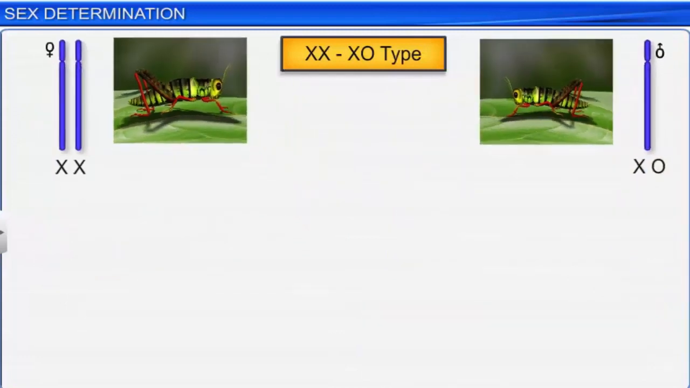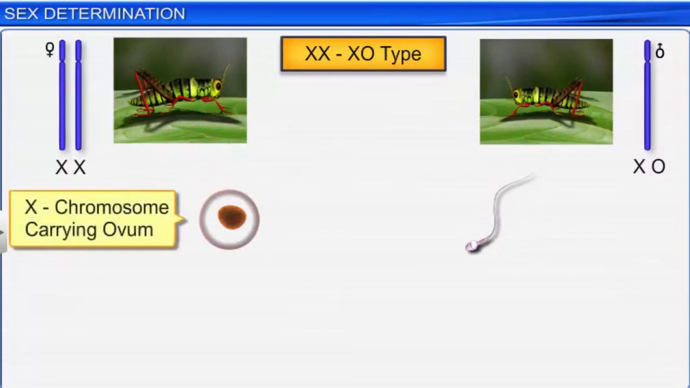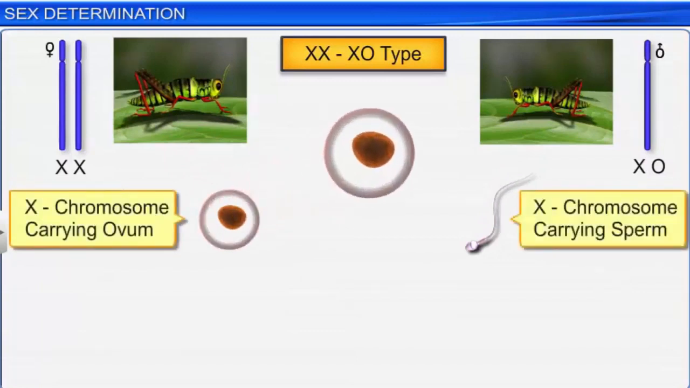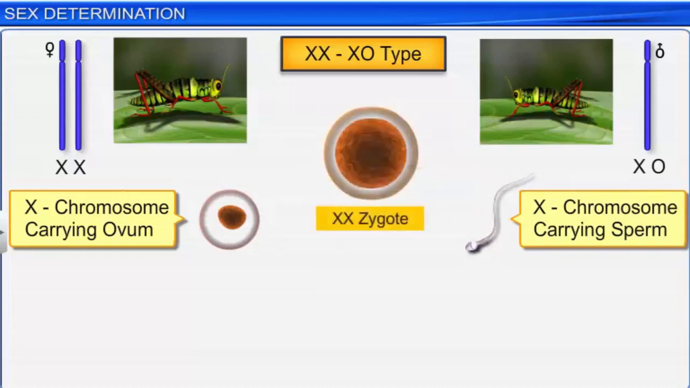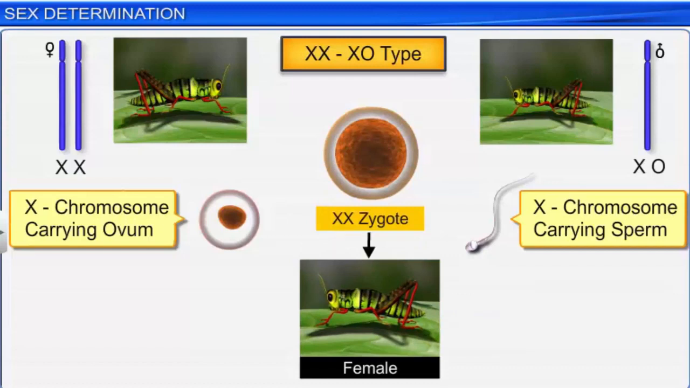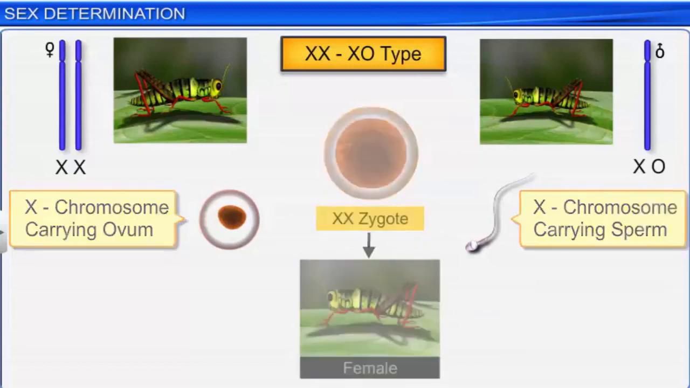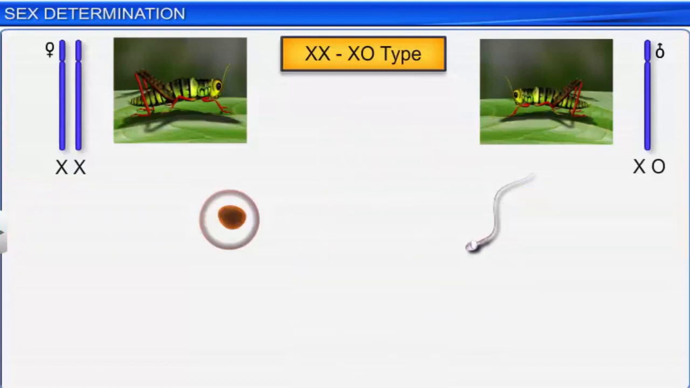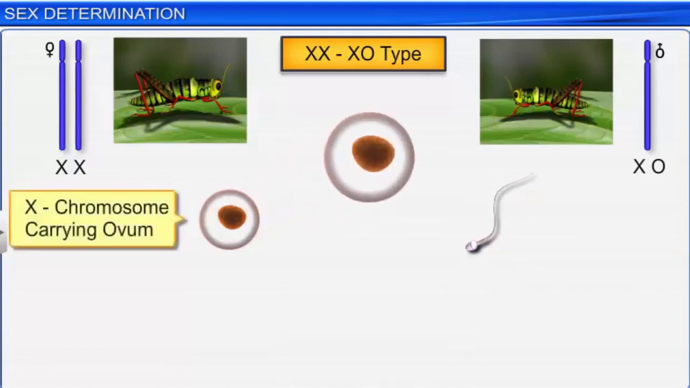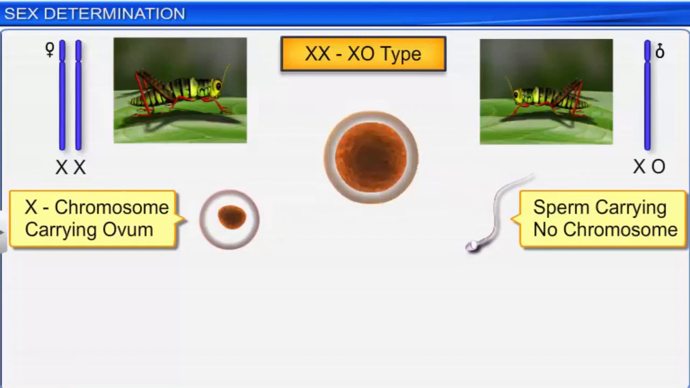Now, when an ovum carrying the X chromosome unites with a sperm carrying the X chromosome, the resultant XX zygote develops into a female offspring. Conversely, when an ovum carrying the X chromosome unites with a sperm carrying no chromosome, the resultant XO zygote develops into a male offspring.